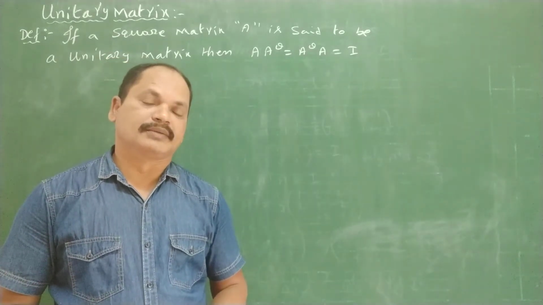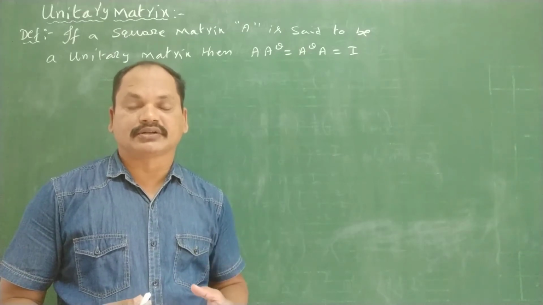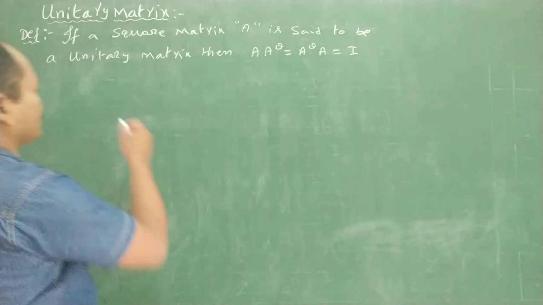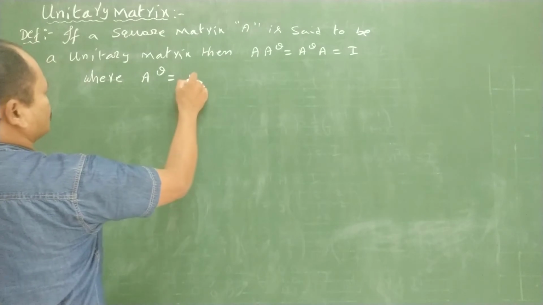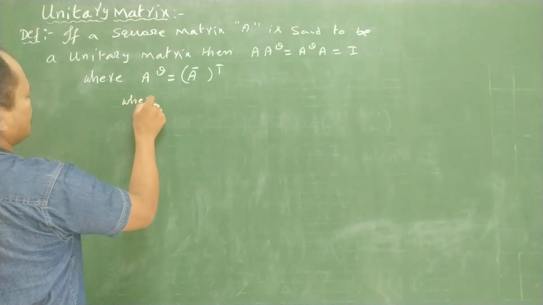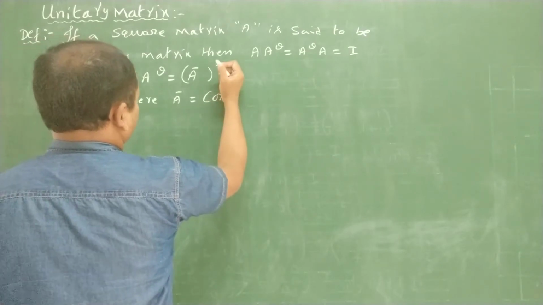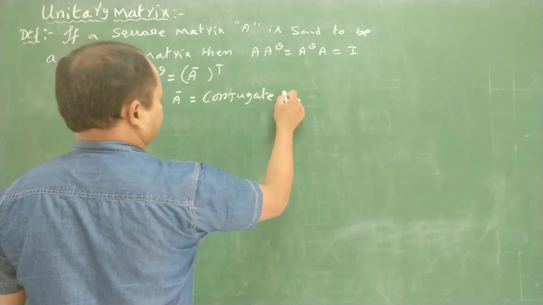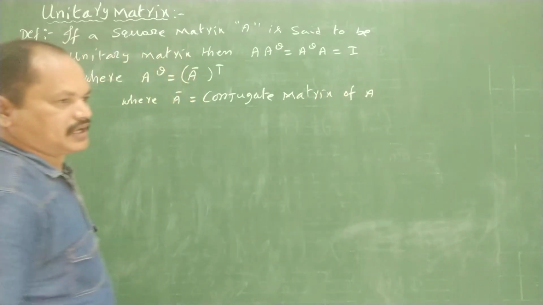Where we have to observe, A power theta is called the conjugate transpose, the transpose of the conjugate of the matrix, where A power theta is equal to A bar transpose, where A bar is equal to the conjugate matrix of A. Are you clear?